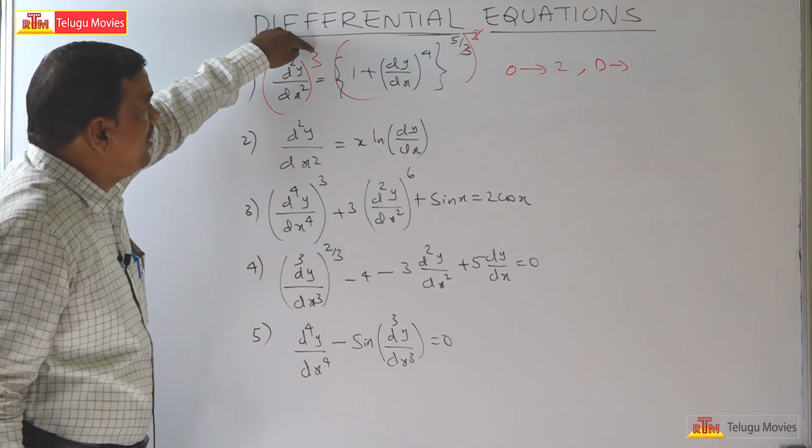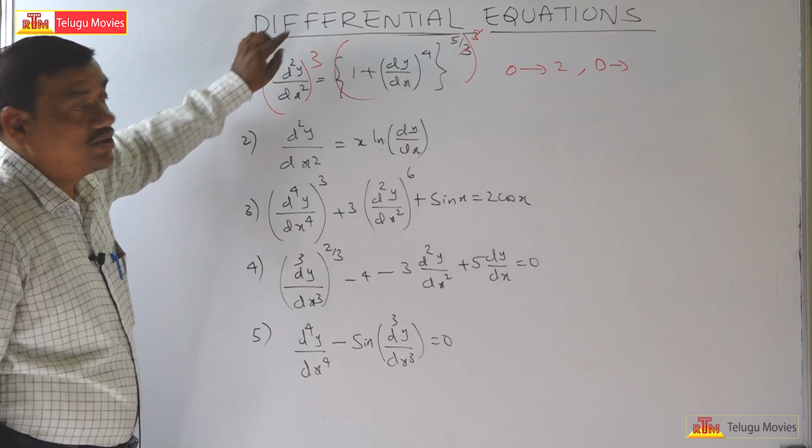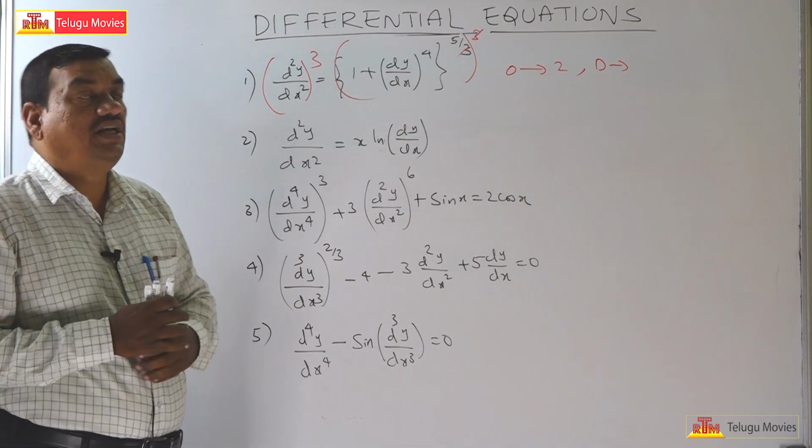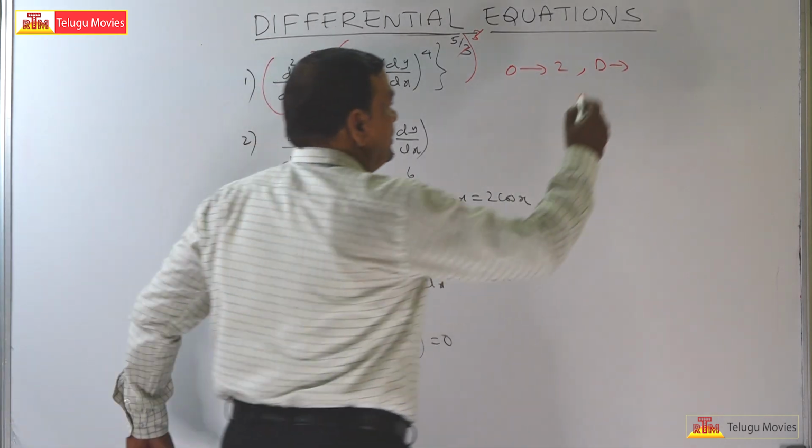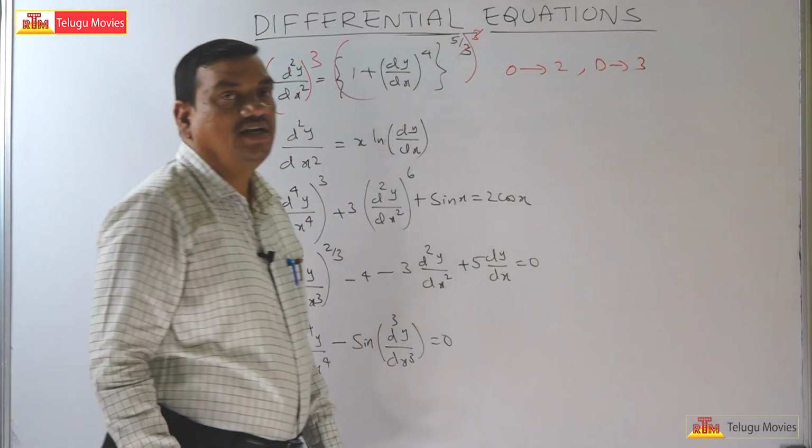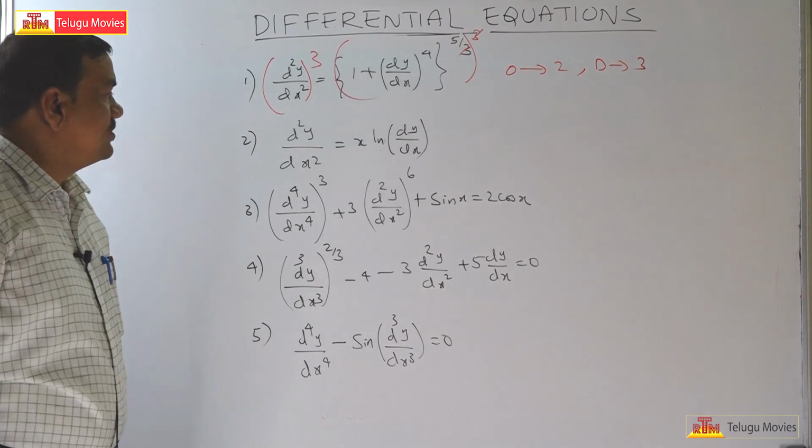What is the highest power? 3. So for the highest order derivative, what is the power? 3. Therefore, degree is equal to 3. Understand? Right. Now coming to the second one.